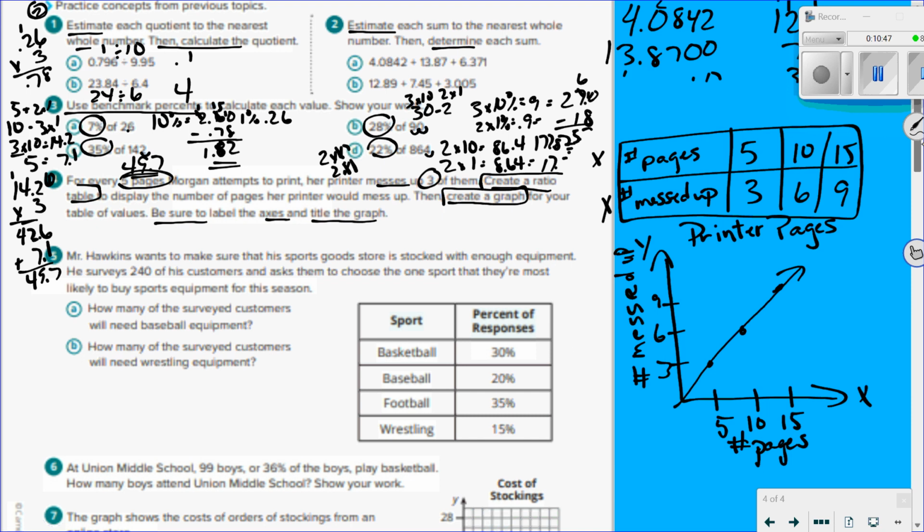The strong goods sports store wants to make sure it has enough equipment stocked. He surveys 240 customers and asks which sport they're most likely to buy equipment for this season. How many of the customers surveyed will need baseball equipment? So there's our question. How many will need wrestling?